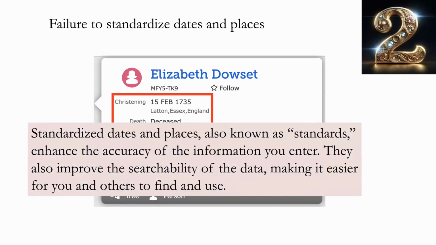And here's the reason. The reason is that standardized dates and places, also known as standards, enhance the accuracy of the information you enter. They also improve the searchability of the data, making it easier for you and others to find and use. When you begin working in the FamilySearch family tree, you're moving into working with a very, very sophisticated computer program.